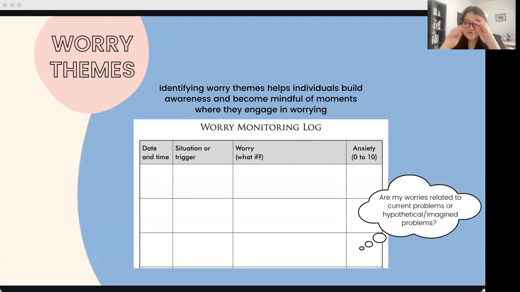It may also be useful for clients to categorize their worries as being tied to a current problem or to a hypothetical problem. And this is because oftentimes individuals with generalized anxiety tend to worry about hypothetical situations that may or may not actually arise. So classifying worries as either current or hypothetical may help bring some more nuanced perspective to the client.